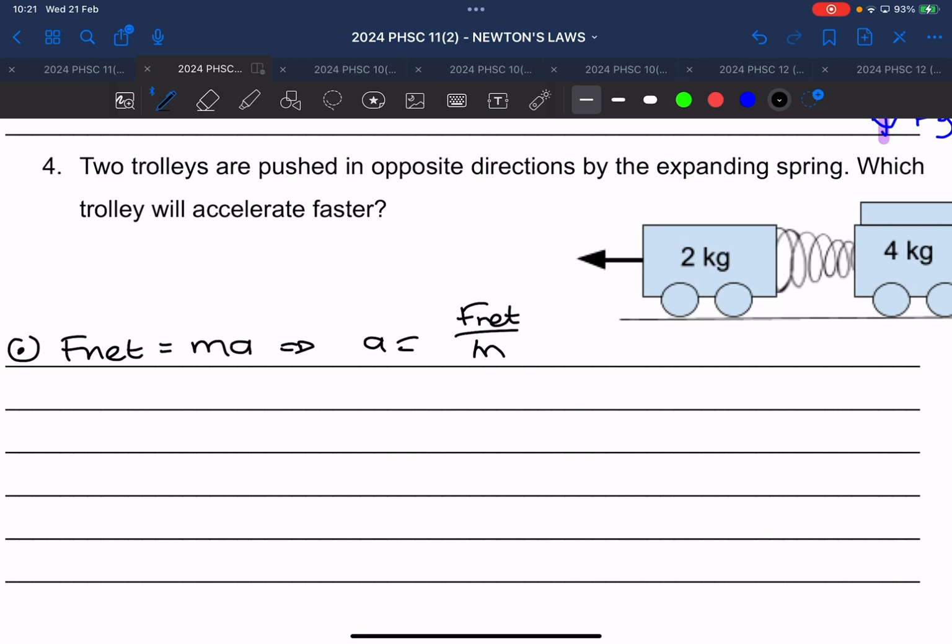Okay, so we see the acceleration is dependent on two things. It's dependent on the net force and on the mass of the object. Now, we just saw that if the mass were kept constant, the acceleration was the same. Why? Because the net force is the same. I explained it. I said the net force is the same for both. Why? Because according to Newton's third law, the force that A exerts on B is equal to the force that B exerts on A.